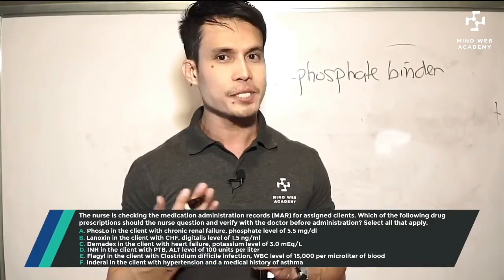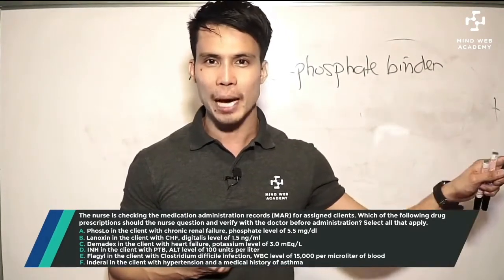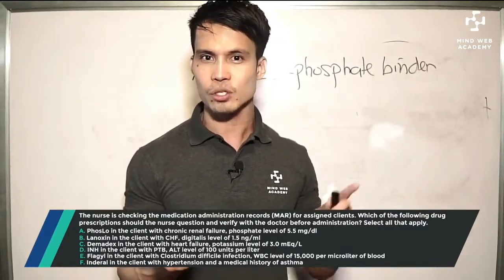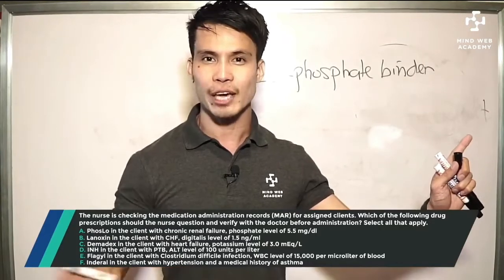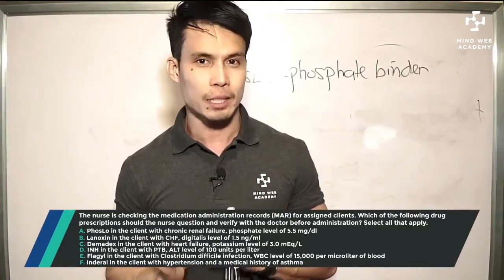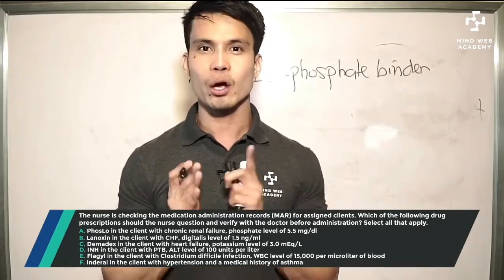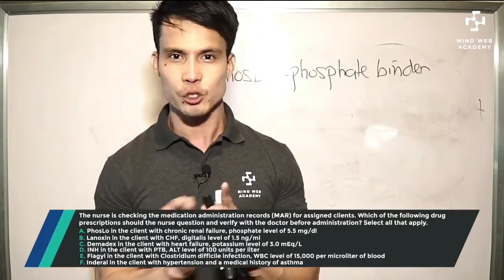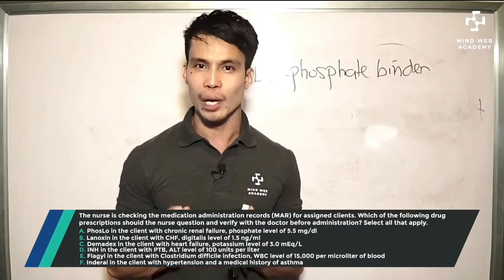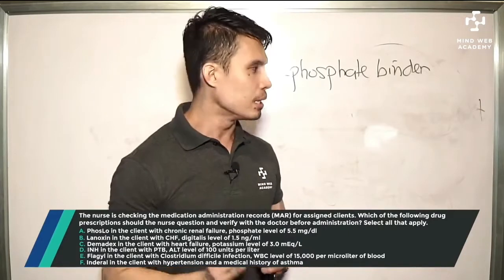So ask yourselves again, will my client benefit from using a phosphate binder because I have an increased amount of phosphate in the blood? Yes. Foslo can bind phosphate in the blood, decreasing the phosphate, so this will answer hyperphosphatemia. So I cannot question letter A because letter A is a correct drug prescription. Eliminate letter A because we are talking about which of the following drug prescriptions the nurse should question. So letter A is eliminated.